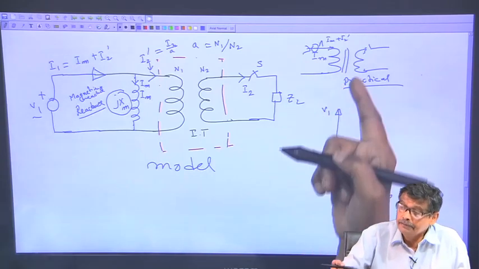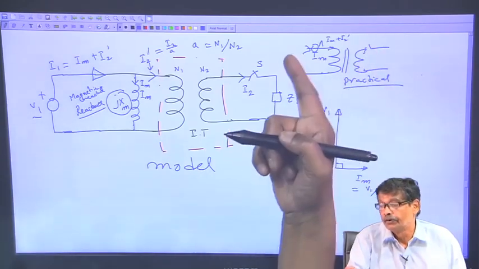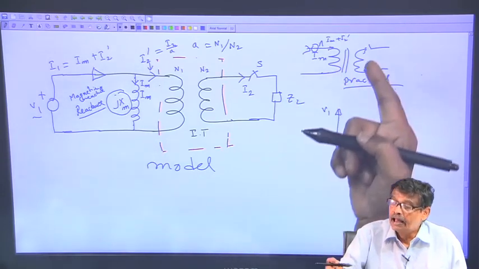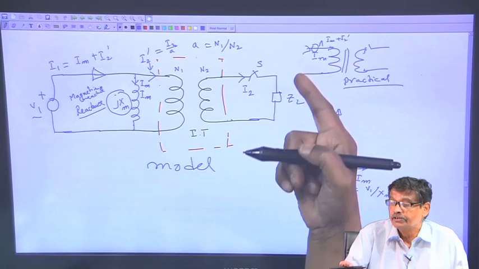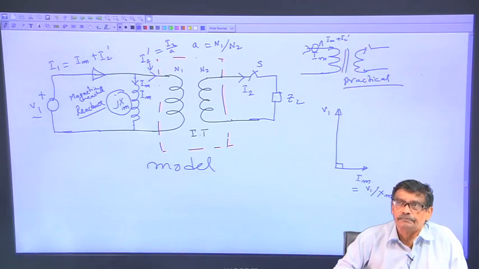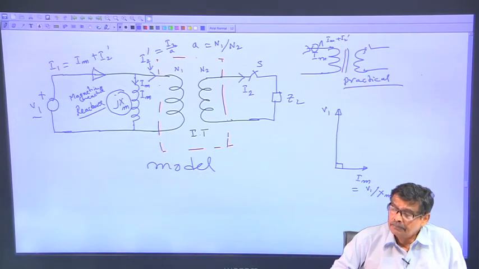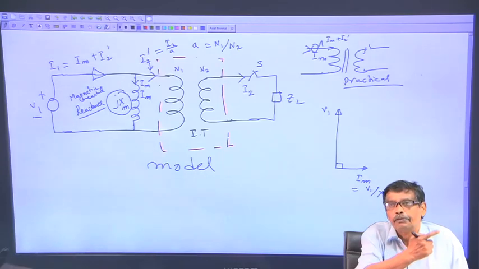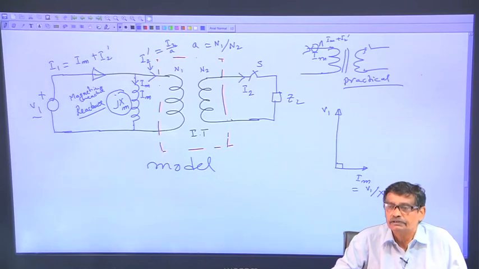But it was our thought process which led us to believe this about whatever is happening in a practical transformer. With S open, the current drawn from the supply is finite, the magnetizing current I m, and when S is closed it must be I m plus I 2 dashed, because the net MMF in the circuit has to be N 1 into I m. Why? Because flux in the core is decided by supply voltage and frequency. Nobody has any say on that.